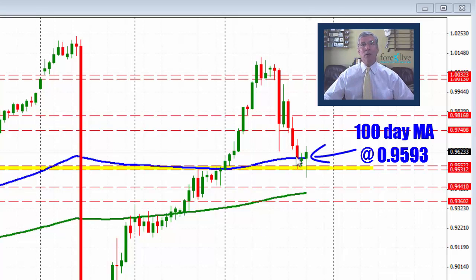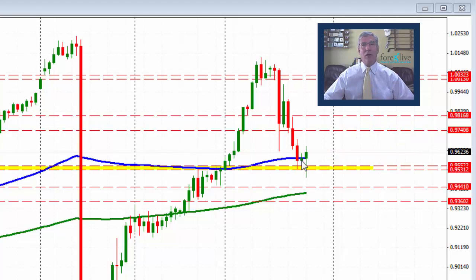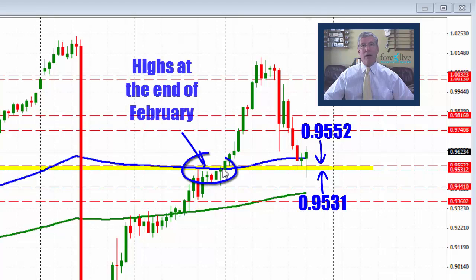Now, in the break of the 100-day moving average yesterday and the previous day, we should have seen the price move lower, and we did, but we did find support here against the 95.31 and the 95.52 area. I have that outlined in yellow here. And why is this level so important? Well, if we just take our cursor and go back in time and look at the high prices toward the end of February, what were we doing at this point right here? We were banging against the 100-day moving average. And that happened to be right around the 95.31 to 95.52 level.